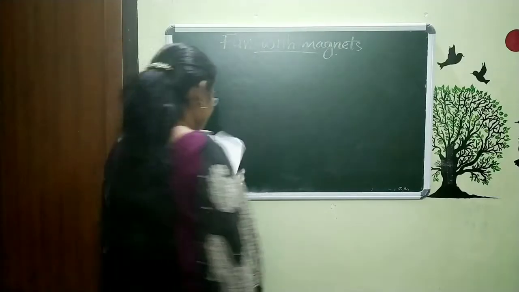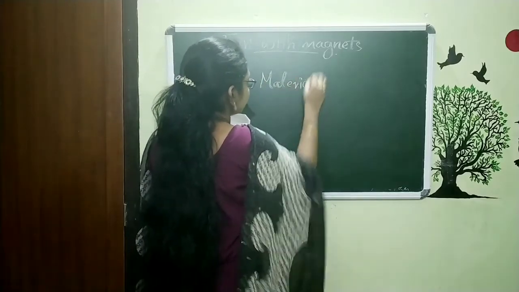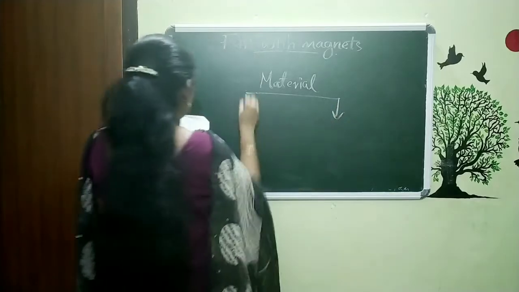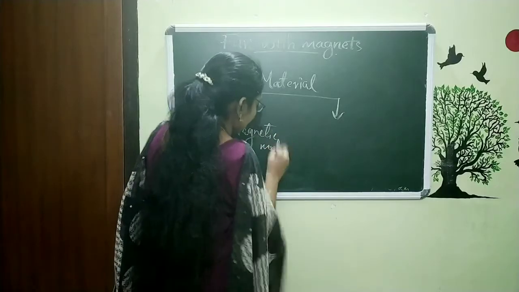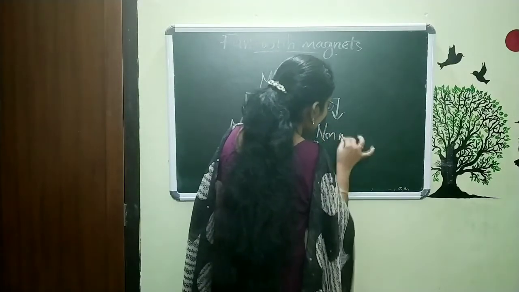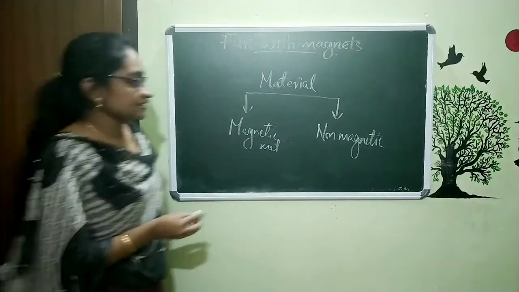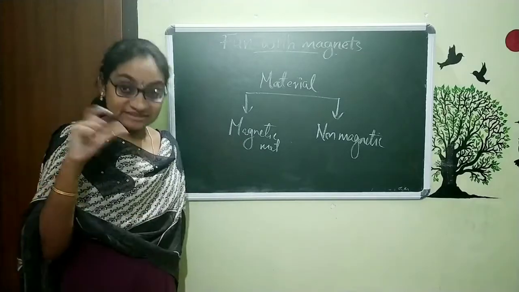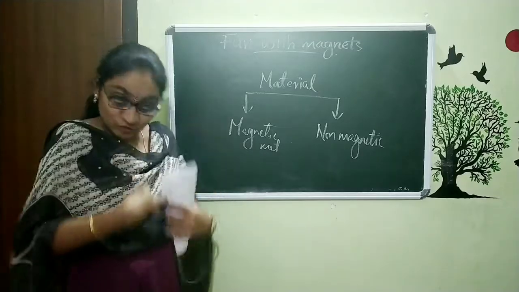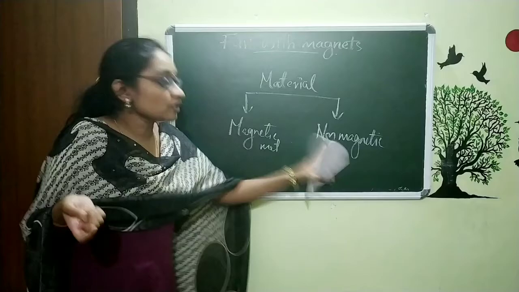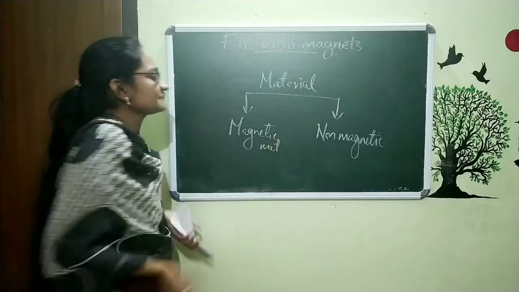And what's the classification? Magnetic material and non-magnetic material. Two types of material. What is a magnetic material? The material which attracts the object. That means the objects which attract towards the magnet are magnetic material, and the non-magnetic material is the material which does not attract the object. Very simple. Just remember some examples.